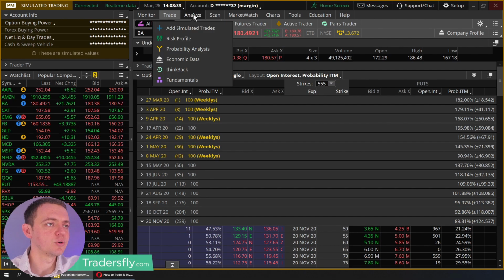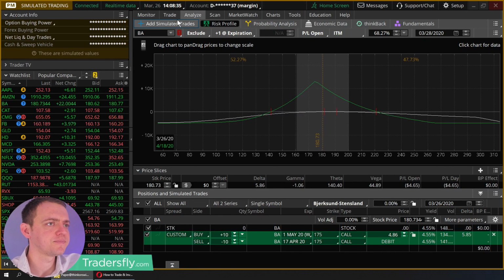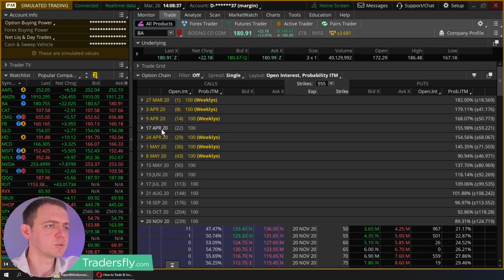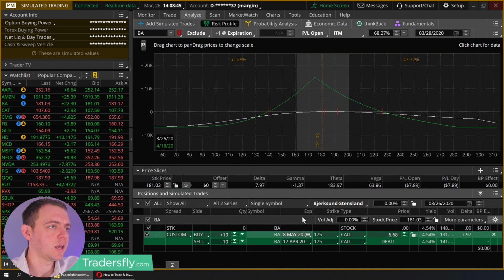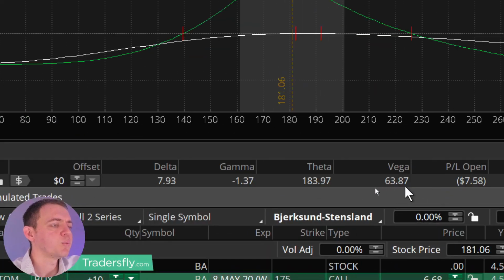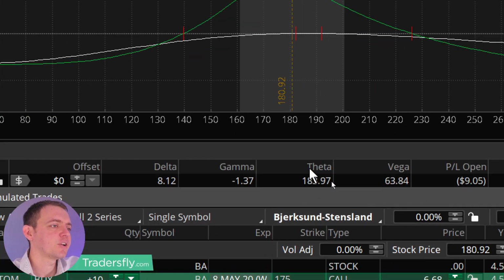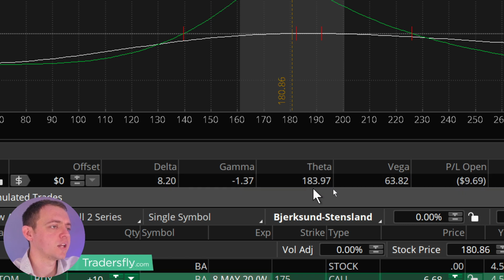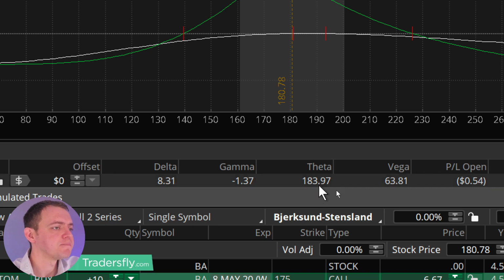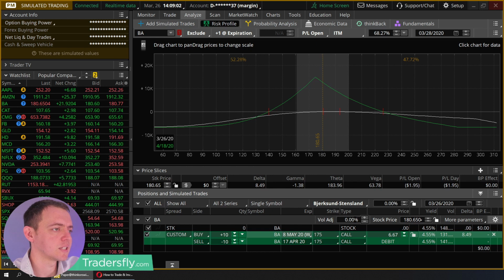So let me just show you what that looks like. So here we have the ones I said was April, let's say April 17th, and let's go May 8th. There we go. So you can see we've got about three times the size theta in this case. We've got a vega of 63, theta of 183. So maybe not quite 3, but around there. So we do have theta that works really well for us in this case.